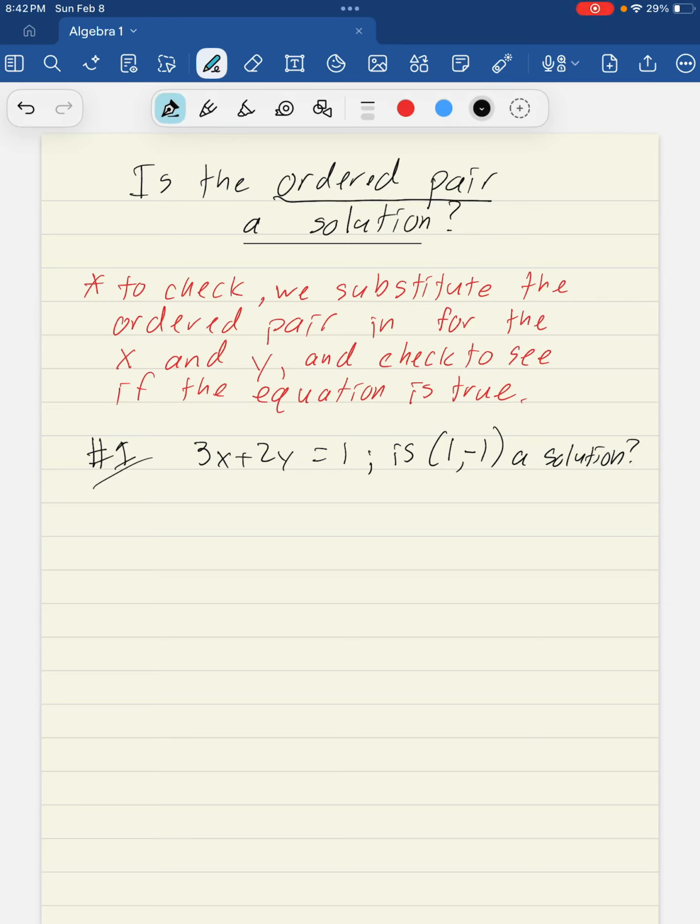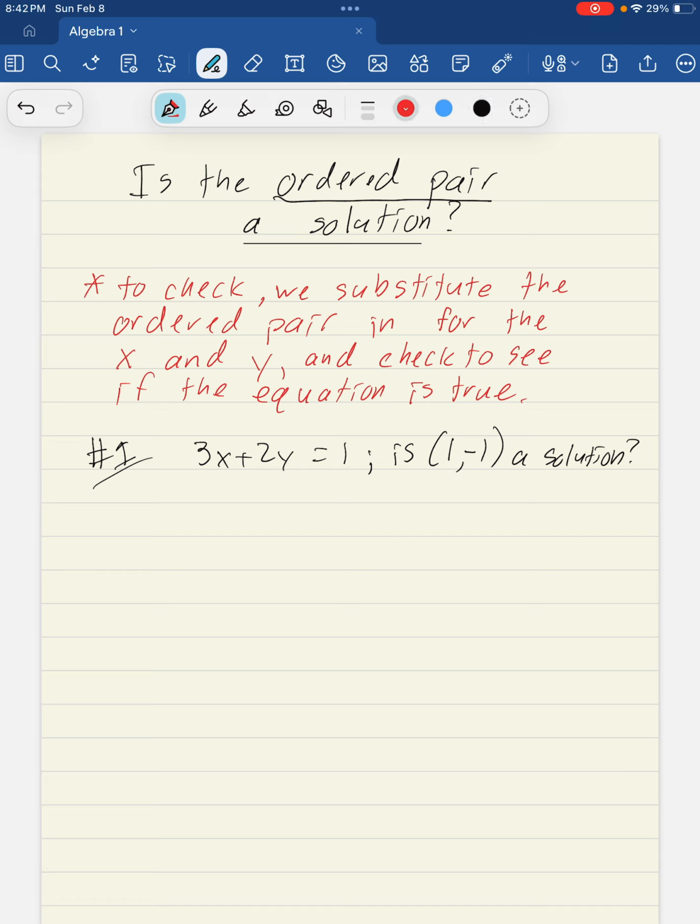Welcome back, and with this lesson we're going to start the next chapter, which is looking at systems of equations and finding out if an ordered pair is a solution to something, and that's where we're going to start. We're going to start basic. With this lesson, all we're going to do is look at one equation and then build up to two in the next lesson.